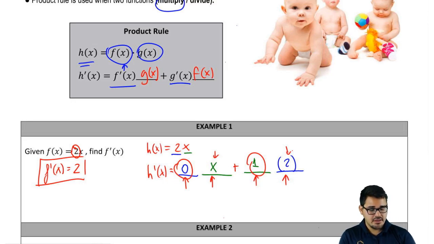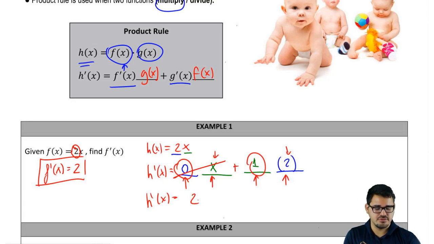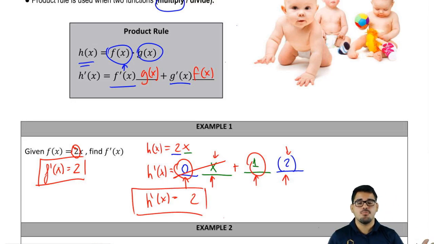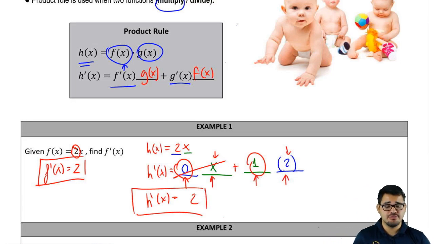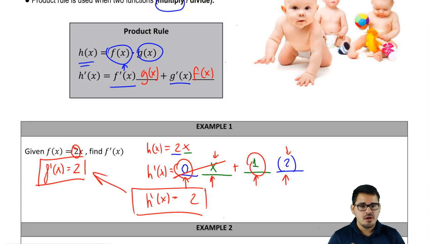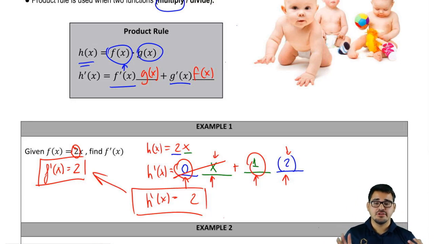So let's go ahead and finish this example. 0 times x is just going to cancel and give us 0. And then 1 times 2 is just going to give us 2. So I do know we went through this long, painful product rule to find the answer to be 2, although we found it here much faster and much more efficiently. But I just wanted to show you guys that the rule works, right?